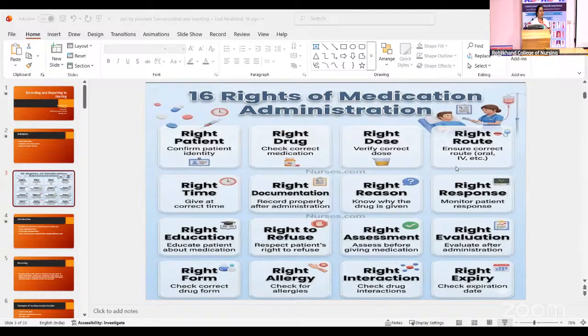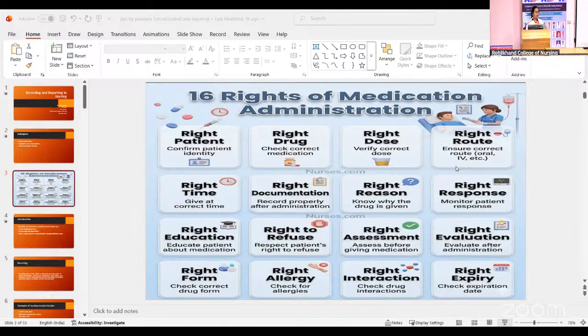Then we should educate the patient also, because nowadays patients are educated. They will ask us, what is this? Why are you giving me this injection? This is a very big injection. You have loaded a lot of fluid. Why are you giving it? So right education also must be given to the patient.